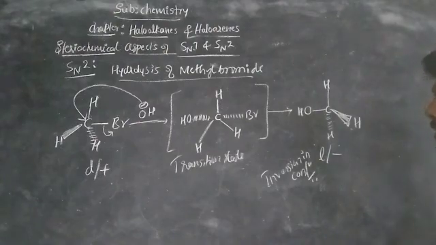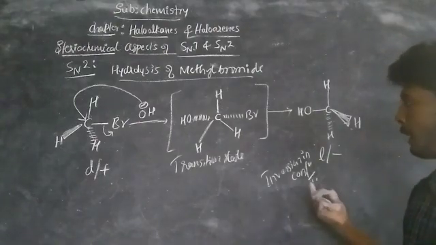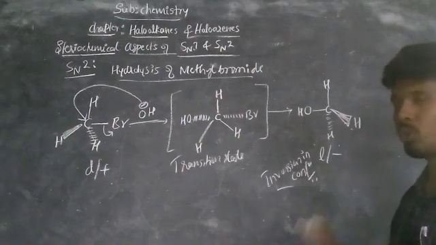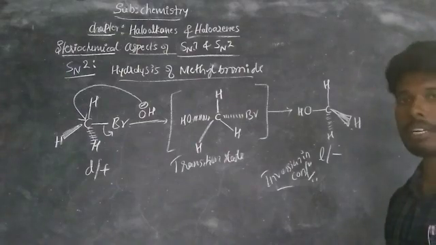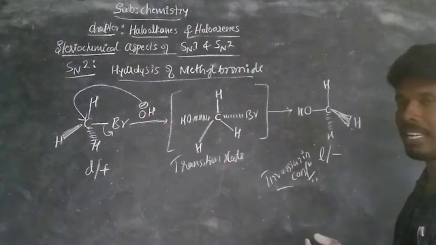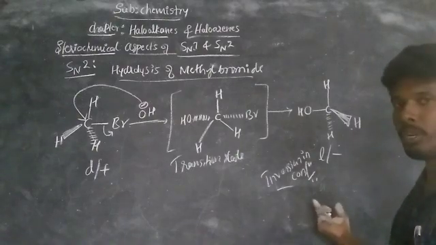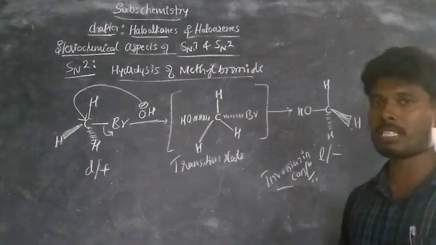Okay, I hope you understand it. Remember, they may ask for 1 mark: what do you get in SN2? That is the inversion in configuration. And what is the stereochemical aspect in SN1? In SN1 you get a racemic mixture, that is an equal mixture of D and L isomers. So here the stereochemical aspect is completed.